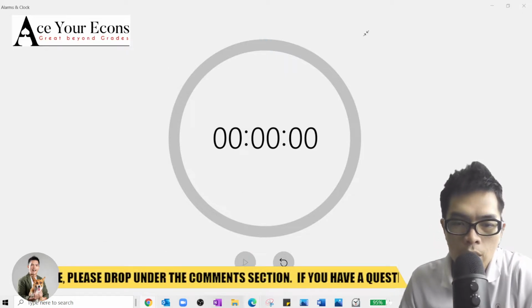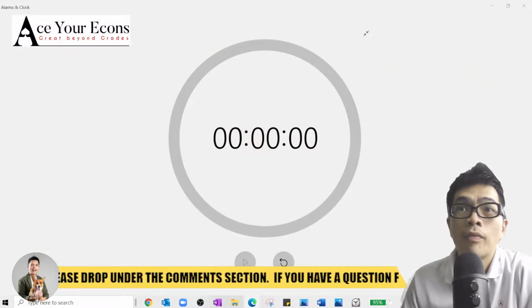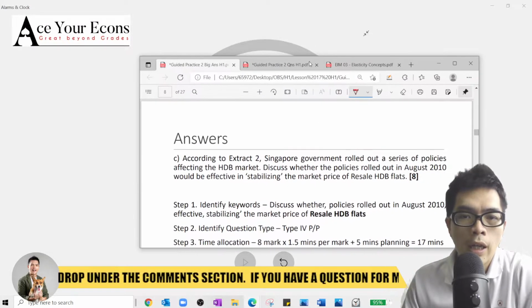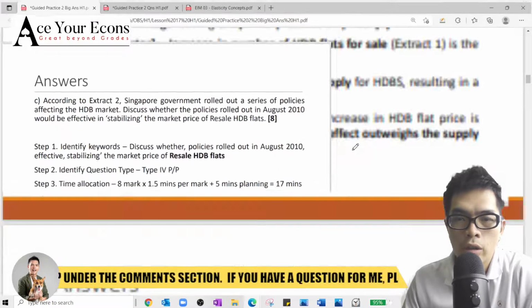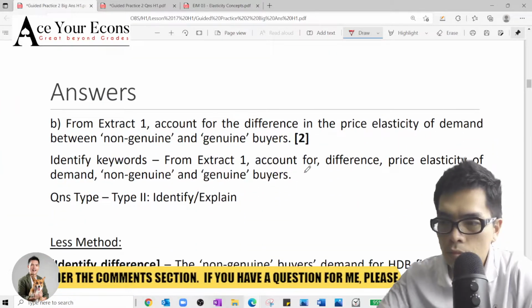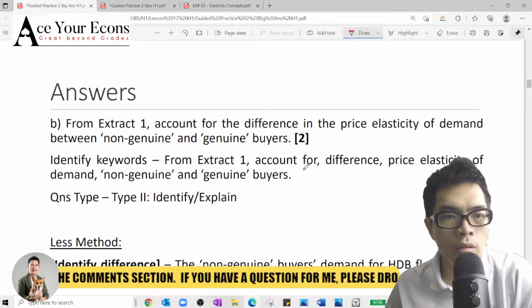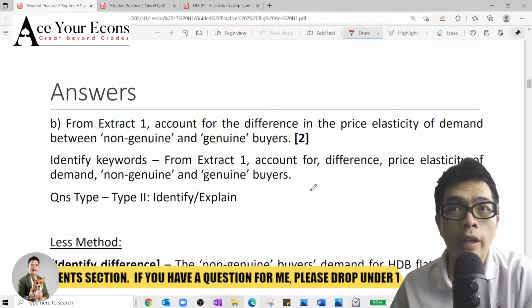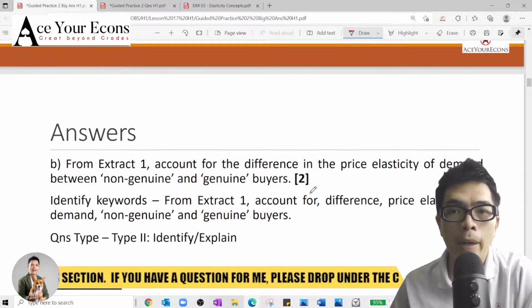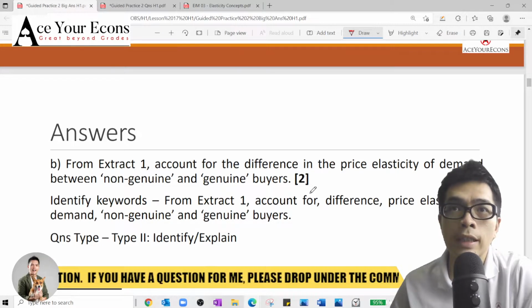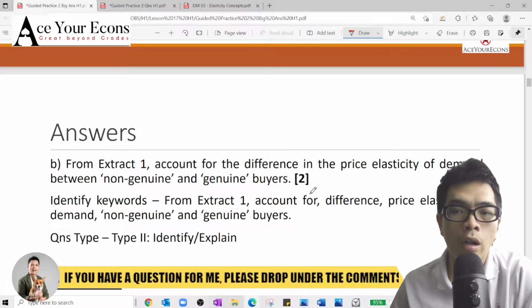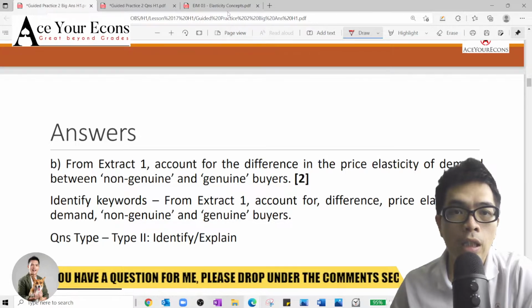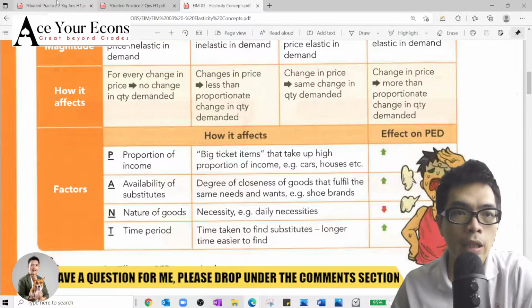Alright, time's up. Stop writing. So let's prepare your green pen again. We'll be doing correction together. So I have two approaches here. You look at whichever works for you. But the concept that's tested here is determinants of your PED. We need PANT. Yeah, this is the book that we'll be using, PANT.